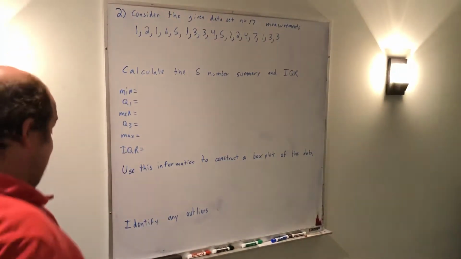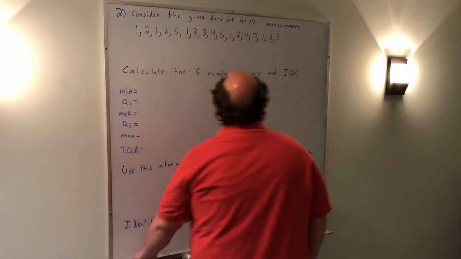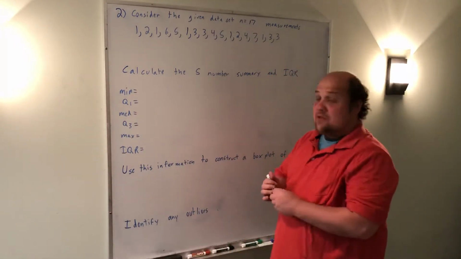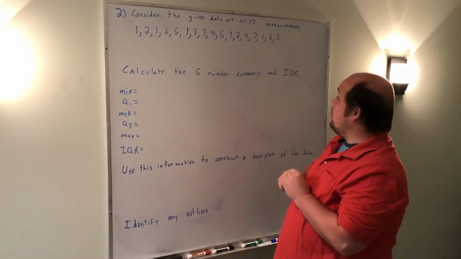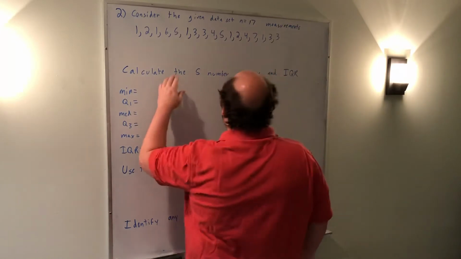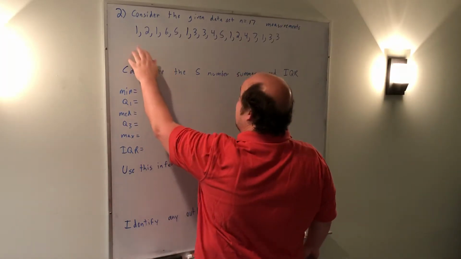Our next data set is much longer. Here we have n equals 17 measurements. We still need to start the same way by putting them in order. So I see that 1 is the smallest number I have, and it happens a bunch of times.